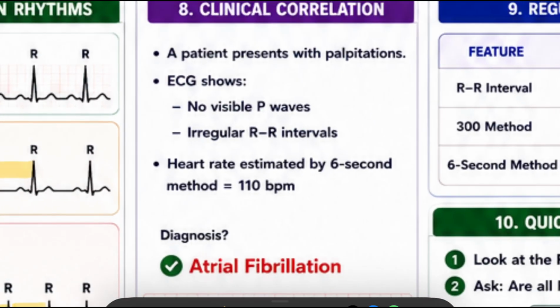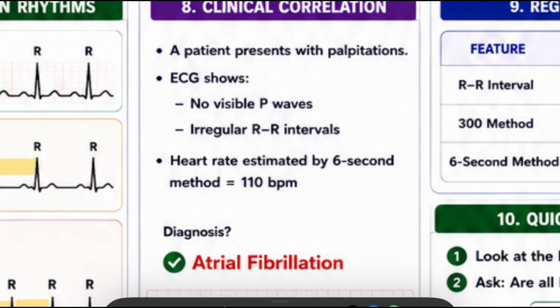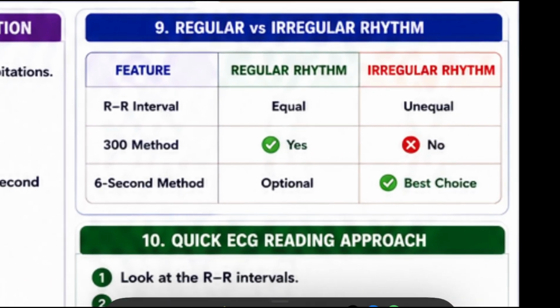In clinical correlation, a patient presents with palpitations, and the ECG shows no visible P waves and irregular RR intervals. The heart rate estimated by the 6-second method is 100 beats per minute. So the diagnosis will be atrial fibrillation. You can see this type of ECG in atrial fibrillation, and here is a regular rhythm for comparison.